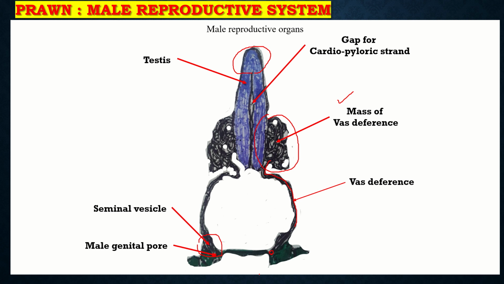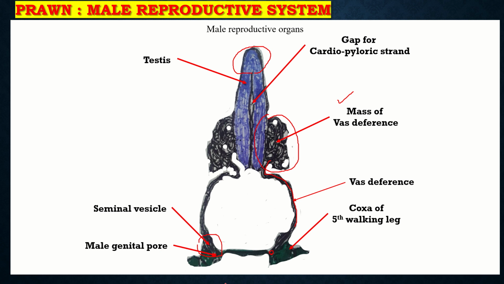In the male, this genital pore is found at the base, or coxa, of the fifth pair of walking legs on each side. Each male genital aperture is covered by a small flap of integument. So these are the structures found in the male reproductive system of the prawn: a pair of testes, a pair of vas deferens, a pair of seminal vesicles, and a pair of male genital pores.